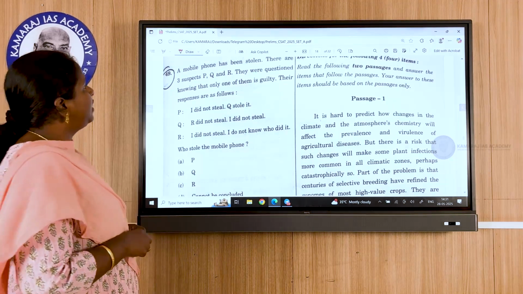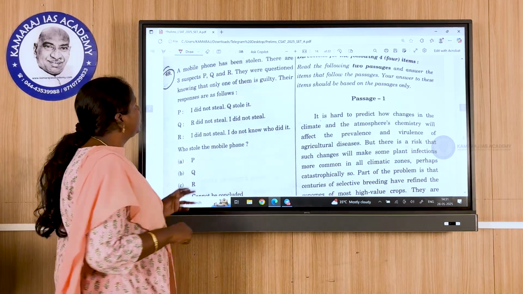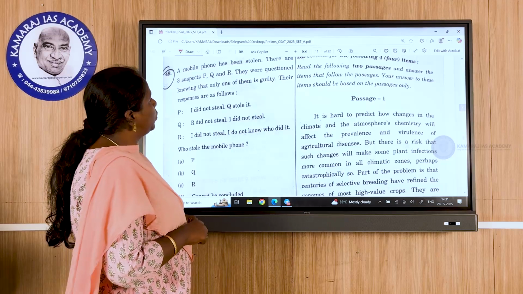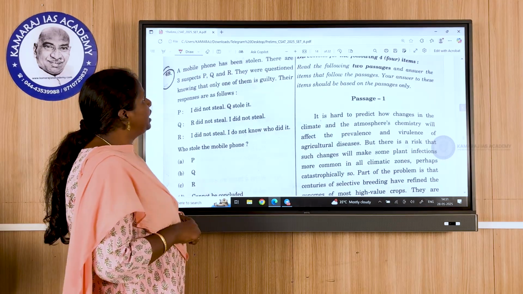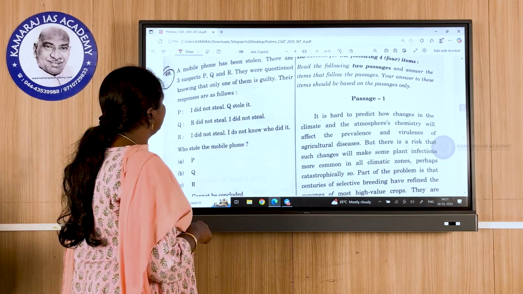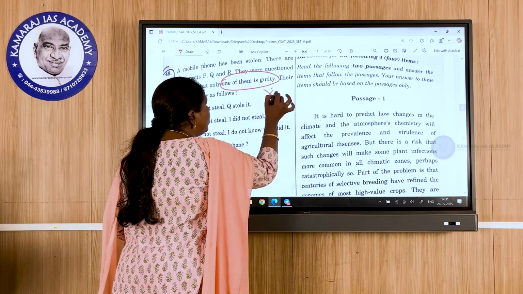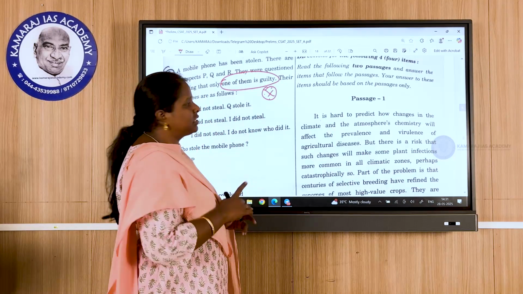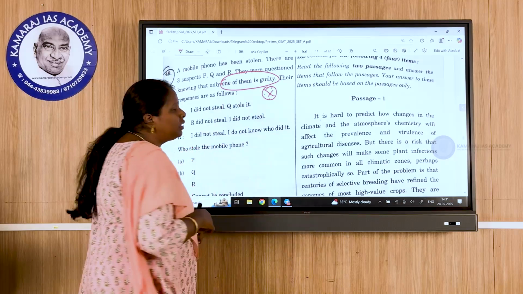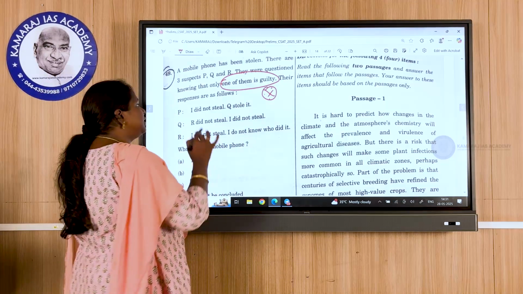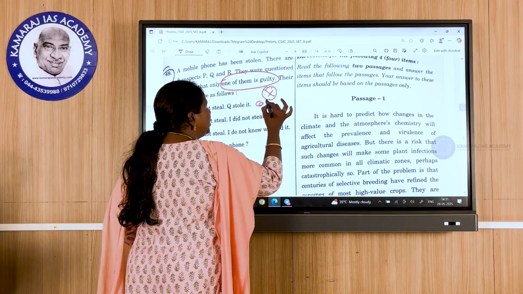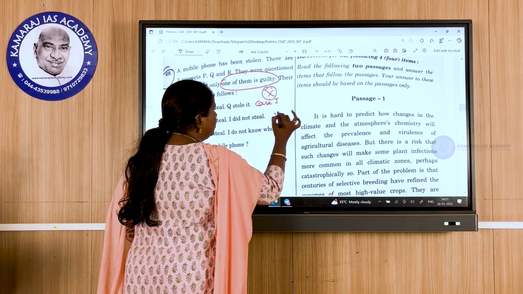So this is again a statement based puzzle, right? A mobile phone has been stolen and there are 3 suspects P, Q and R, and they are questioned knowing that only one of them is guilty. This is also an important clue. Only one of them is guilty and their responses are as follows. You can consider this as a case study and you can go with case 1, 2 and 3.